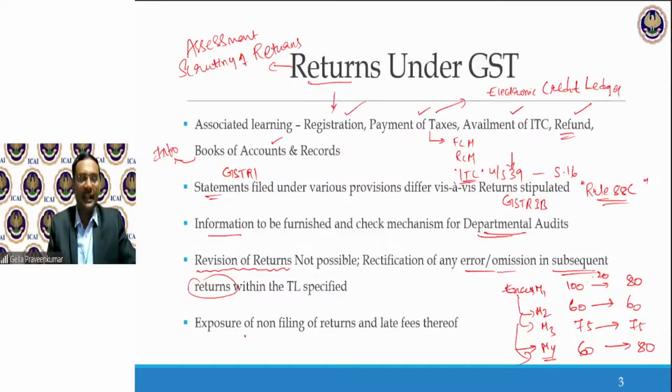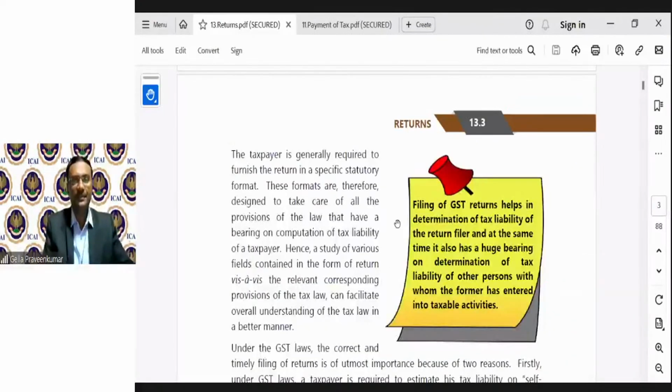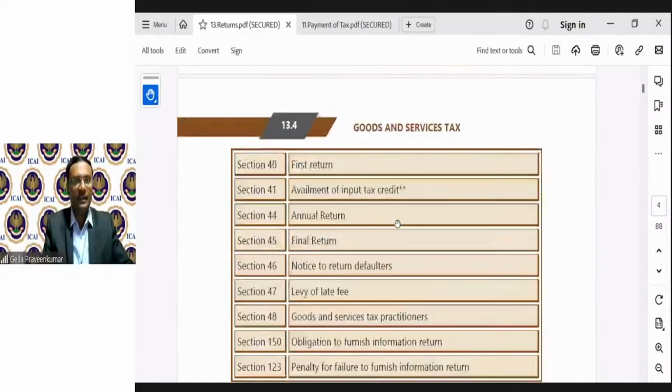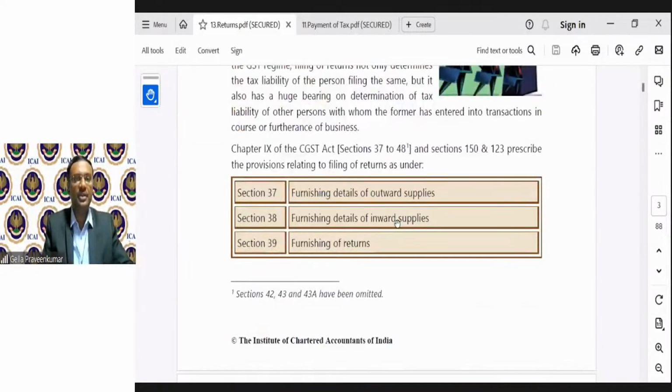Non-filing of returns: in case I don't file returns or any statement, late fee under Section 47 is something which we are going to study today. Under Section 47, late fee has to be computed. These are the basic aspects connected with our returns related provisions. I'll come to our institute material. These are the various returns which we are going to study today.